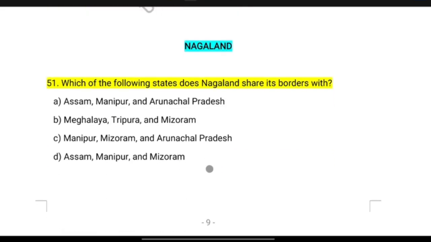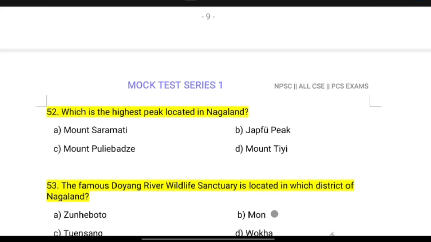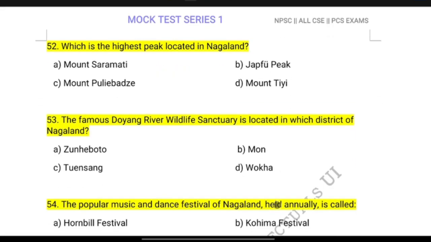Which of the following states does Nagaland share its borders with? Answer. A. Assam, Manipur, and Arunachal Pradesh. Explanation. Nagaland shares its borders with three states: Assam, Manipur, and Arunachal Pradesh. 52. Which is the highest peak located in Nagaland?